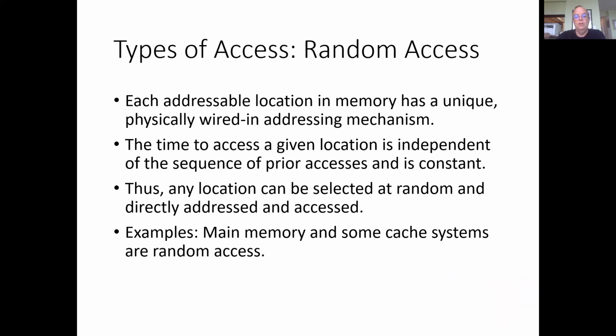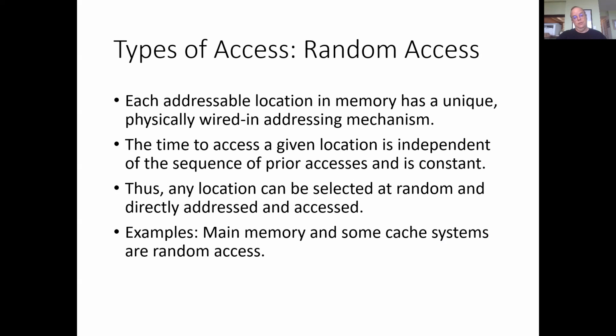Each addressable location in memory has a unique, physically wired addressing mechanism, and the time to access for random access memory is independent of the sequence of prior accesses, and it's constant because you're going directly there. So this is like direct access memory. You can select any address at random, and it can be accessed in the same amount of time. So main memory works this way, and cache systems, some of them are random access, although a lot of them are associative access.